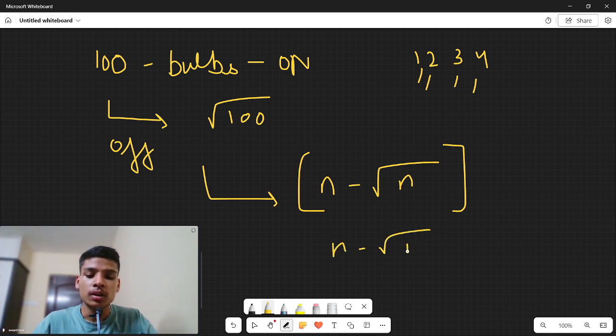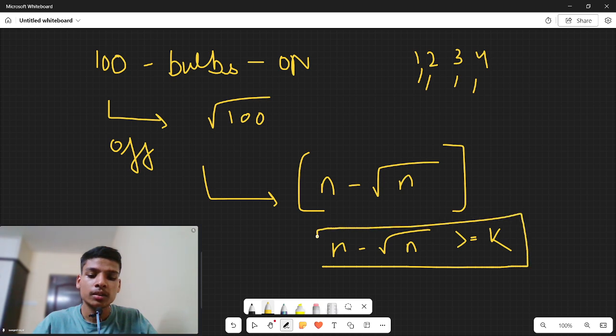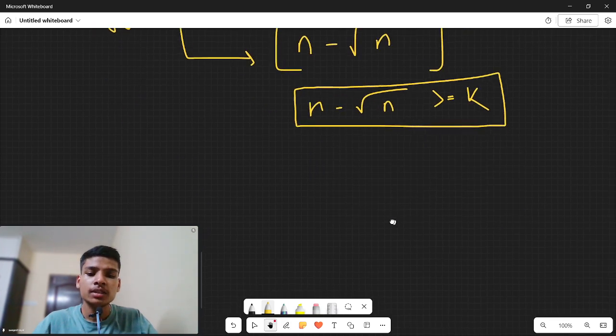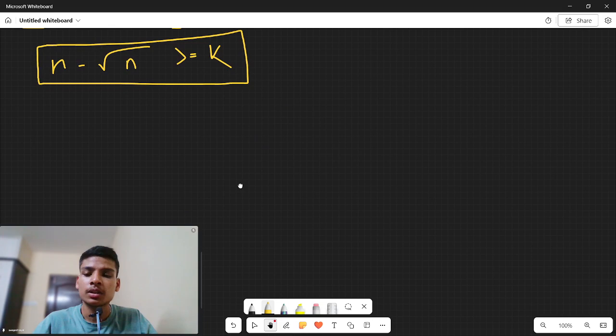We have to find the smallest n such that n minus square root of n is greater than or equal to k. Right, so this is what the question is asking us to do. So how can we find it? We can simply use a binary search approach to find this particular value. How will a binary search approach work? We have to find the smallest n, so you can simply use the binary search.